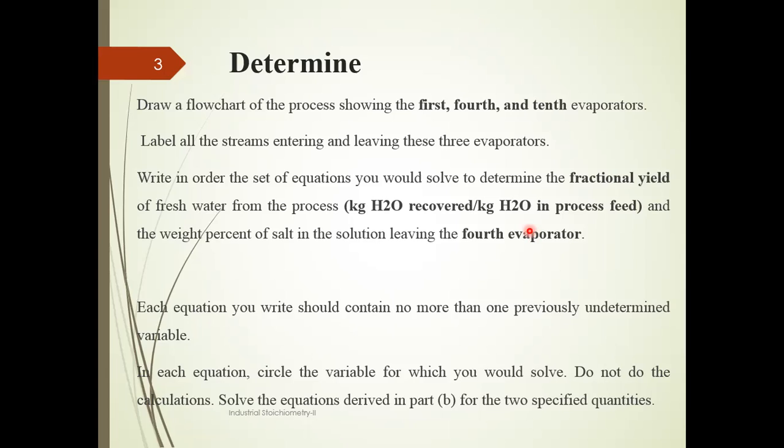So the feed of the fourth evaporator will be the discharge of the third evaporator, and the feed of the 10th evaporator will contain the discharge of the 9th evaporator. You have to be clear on these 2 points: what feed and what product must be from the first evaporator, what from the fourth evaporator, and what feed and what product must be from the 10th evaporator. Each equation you write should contain no more than one previously undetermined variable. So let's start from this.